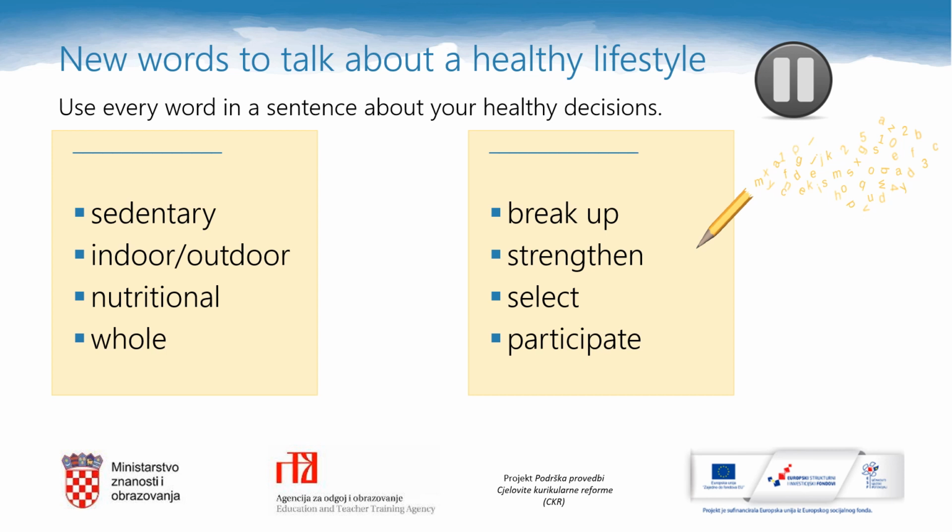I hope you can guess. The words on the left-hand side of the screen are all used to describe the activities that help you or don't help you. And the words on the right-hand side are all verbs. The verbs for what you do to keep healthy and fit.